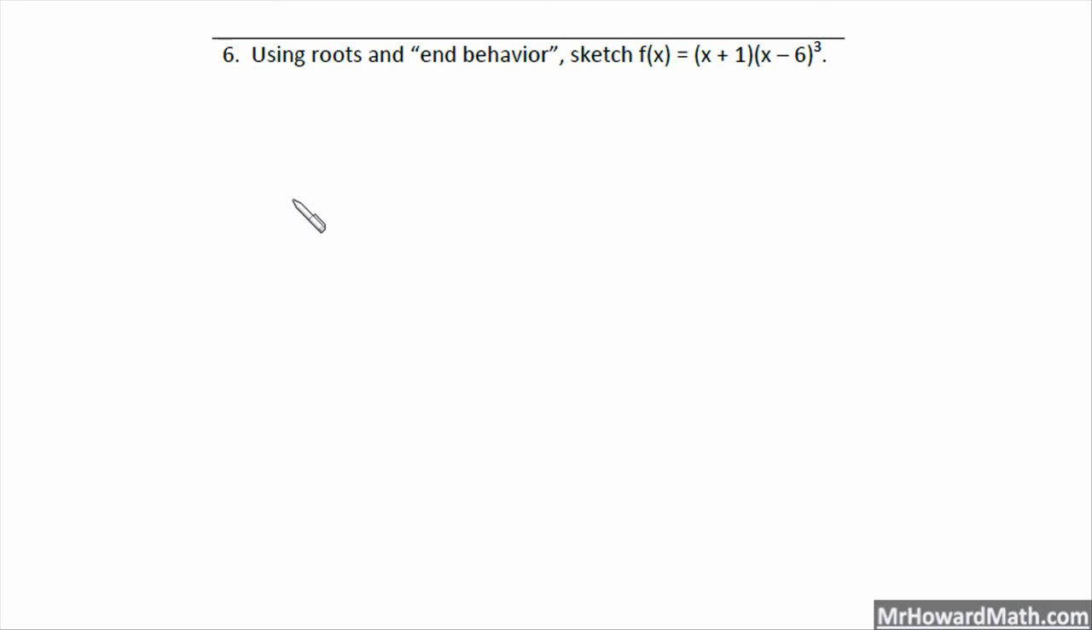Alright, now for problem 6 on your review. It says use roots and end behavior to sketch x plus 1 times the quantity x minus 6 cubed. So we have degree 4. It is positive. There's no negative there, so it's positive. Degree 4, positive. So that gives us our end behavior. This is an even degree, therefore the end behavior positive would be up and up.